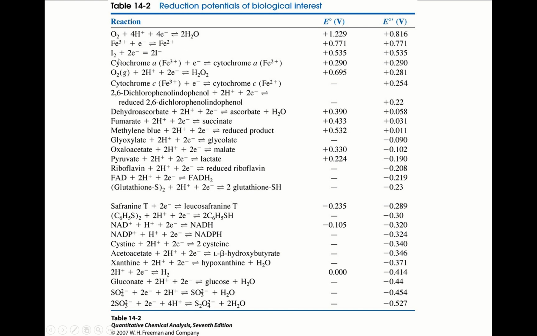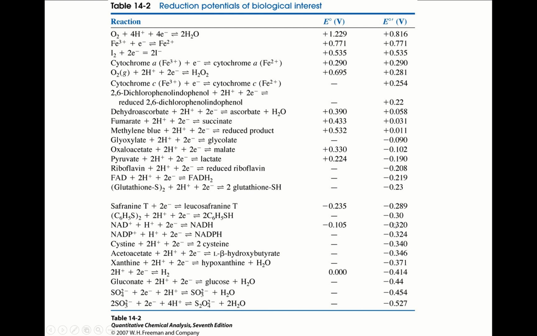Likewise, this iodine reduction to iodide has a formal potential and standard reduction potential that are the same. Likewise, cytochrome A also gives the same potential regardless of solution pH. But the oxygen reduction to hydrogen peroxide involves two protons and two electrons. In that case, E0 prime is different. You can take a look.